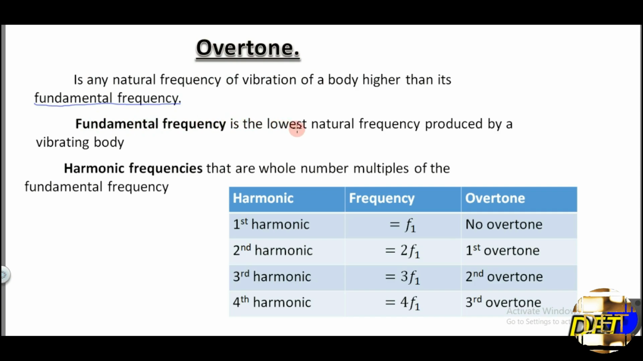Fundamental frequency is the lowest natural frequency produced by a vibrating body. So, any frequency that is higher than this lowest natural frequency, which is referred to as the fundamental frequency, that frequency is referred to as what? An overtone. So again, an overtone is any natural frequency of vibration of a body higher than its fundamental frequency.